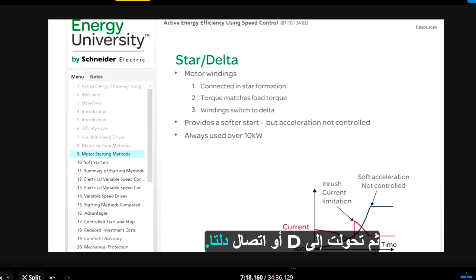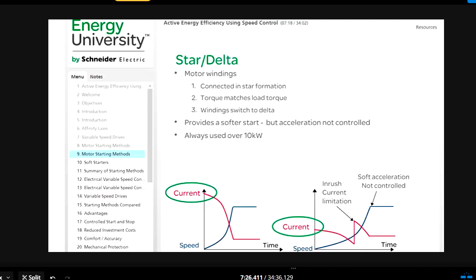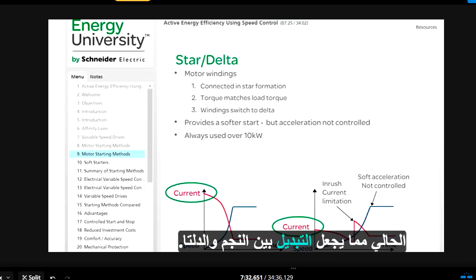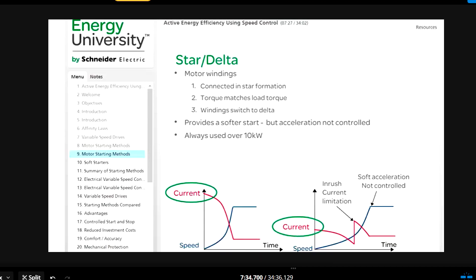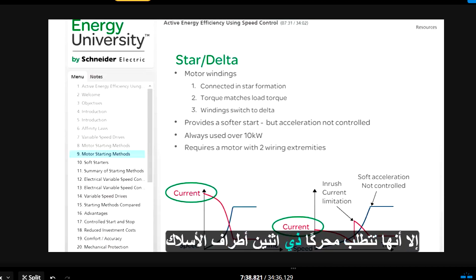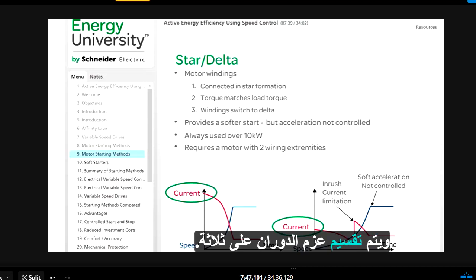or delta connection. Notice how the star-delta connection causes a starting current of about 1/3 the current associated with direct online starting. This rupture in the star-delta starting current is the result of the starting current making the switch between star and delta. Although this starting method is softer, it requires a motor with 2 extremities of wirings connected to the terminals.